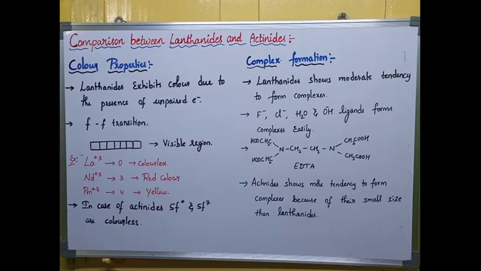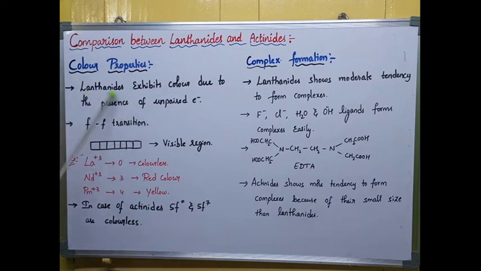Coming to the comparison of color properties. We already learned the color properties in the case of transition elements. The color is due to the presence of unpaired electrons. Not only unpaired electrons, but also the transition or movement of unpaired electrons between the energy levels. Due to that transition, we get the color.